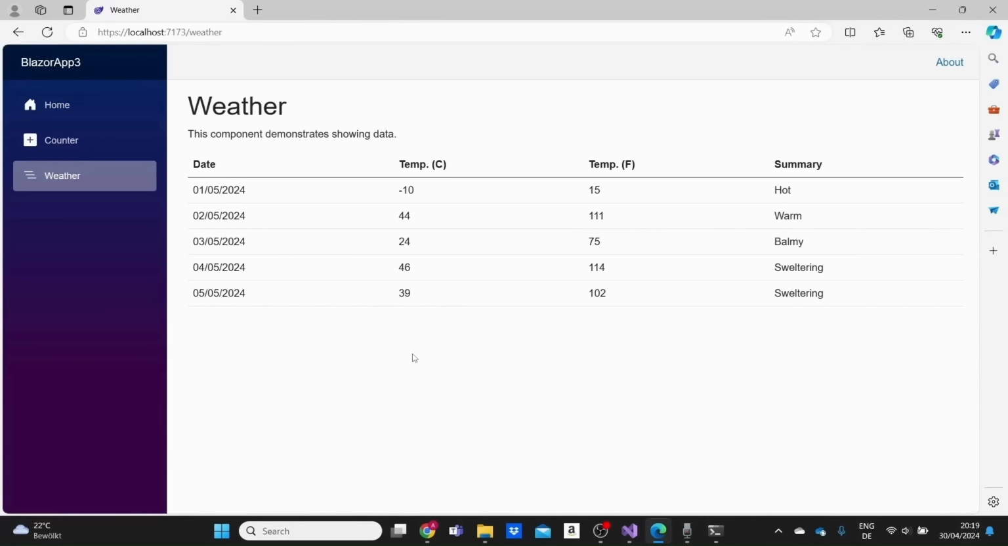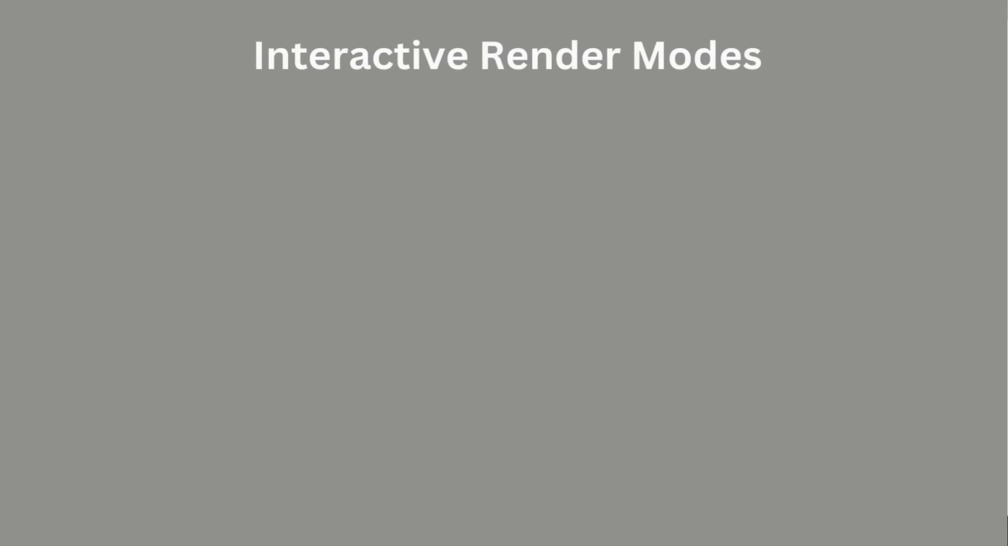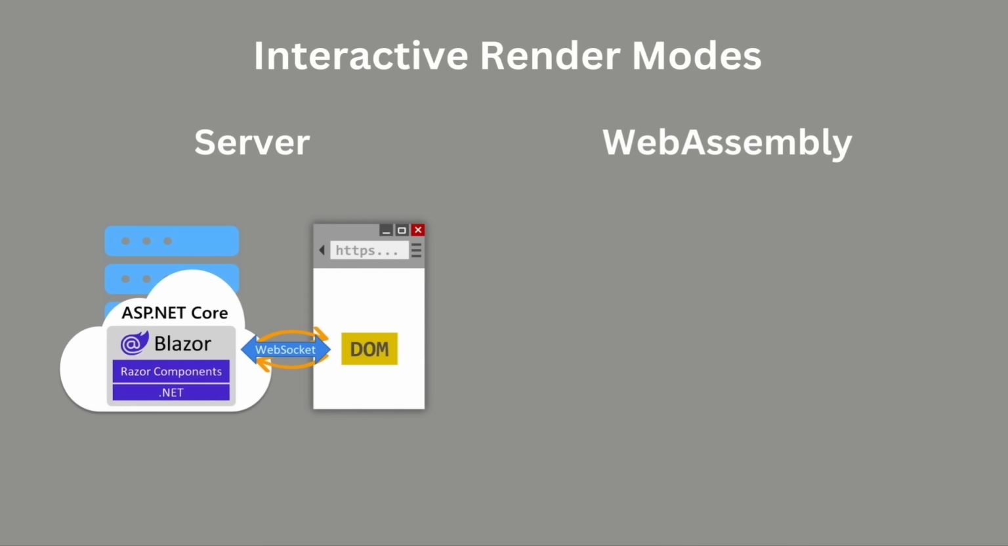Now let's explore how we can create fully interactive Blazor components capable of handling UI events from the browser. The two primary interactive render modes we have in Blazor are interactive server rendering and interactive WebAssembly rendering. Interactive server rendering manages UI events from the server via a WebSocket connection with the browser. Blazor transmits UI events to the server through this connection. Then Blazor updates the browser DOM with the rendered changes.